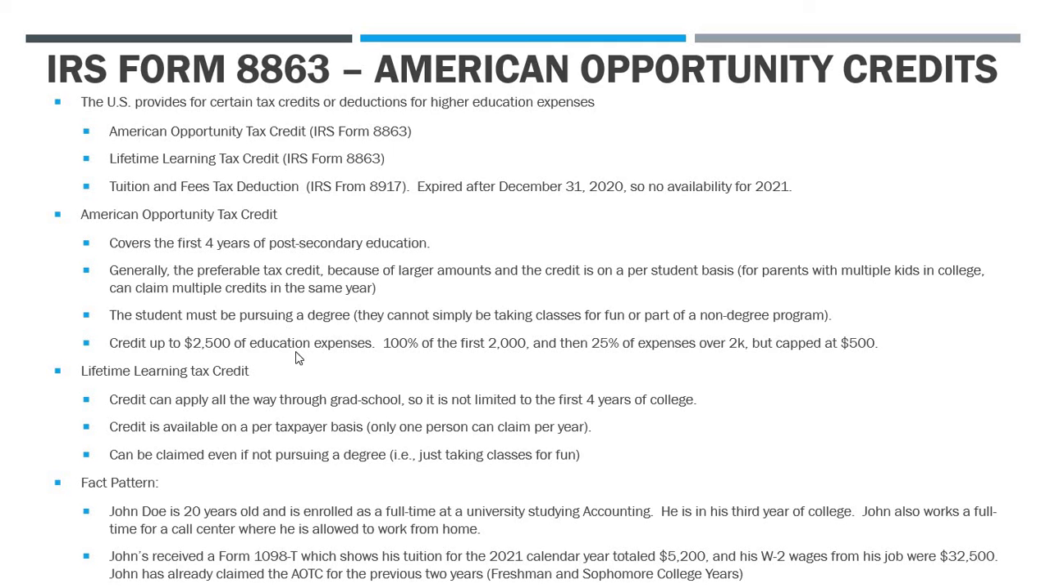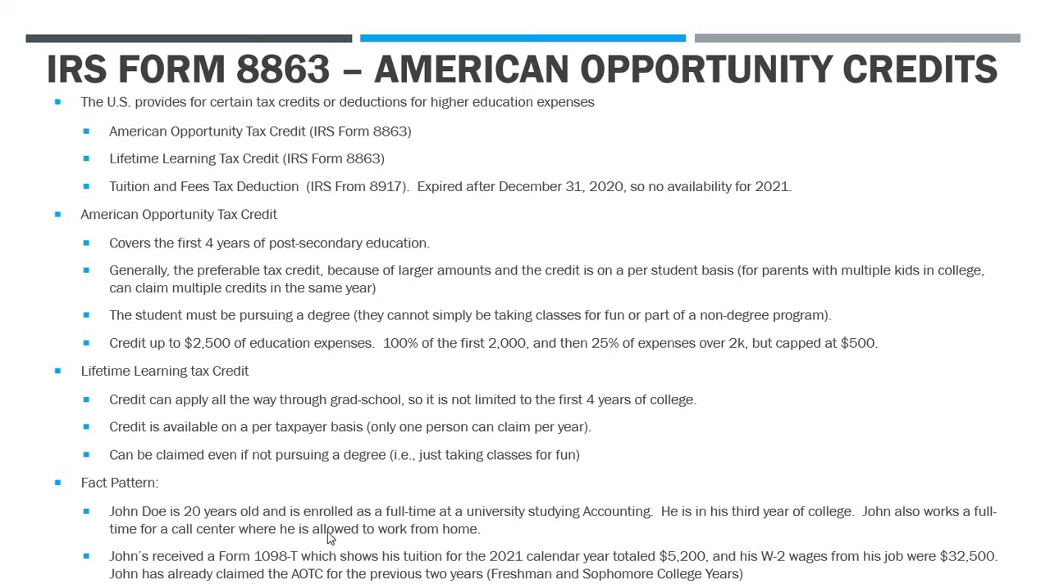Now, the AOTC credit for 2021 is available up to $2,500 of education expenses. The way they calculate this is it's always 100% of the first $2,000 in expenses. And then you get 25% of expenses over $2,000, but it's capped at $500.